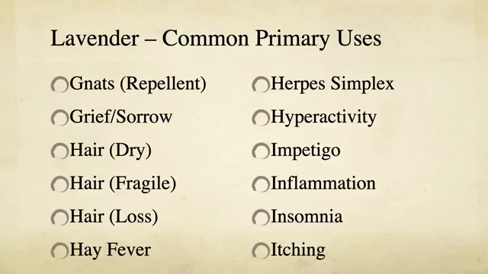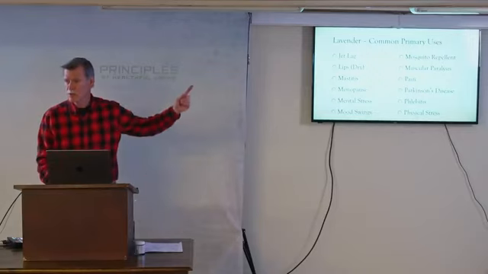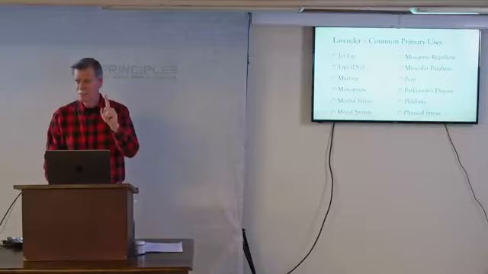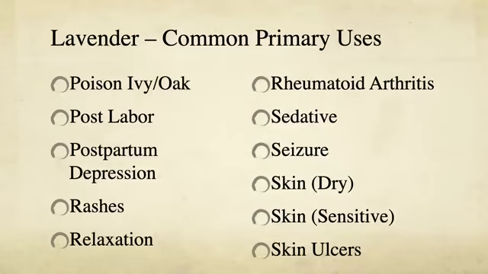Itching. Isn't this cool? Look at all this stuff. Isn't that amazing? Go to the drugstore and ask for something for all these, just for one product. They'd fill your bag. Jet lag, dry lips, mastitis, menopause, mental stress, mood swings, mosquito repellent. I use it for mosquitoes also. Y'all have skeeters? Yes. Mosquitoes, we call them skeeters. Muscular paralysis, pain, Parkinson's, phlebitis, physical stress. Look at this, it just keeps going on and on. Poison ivy, poison oak. Now y'all don't have that here.